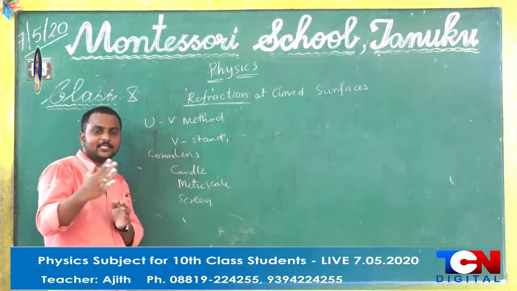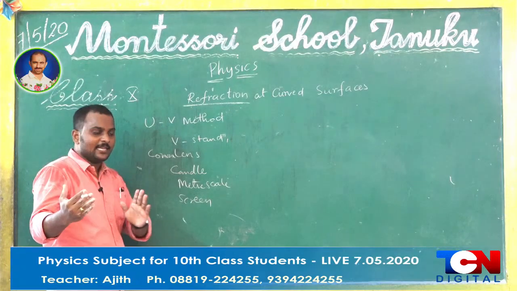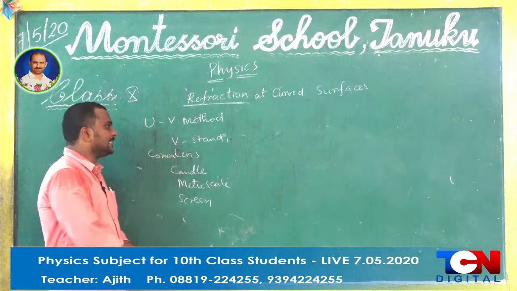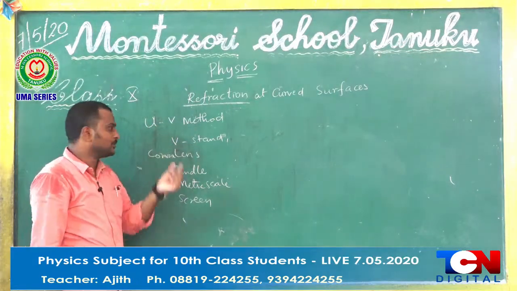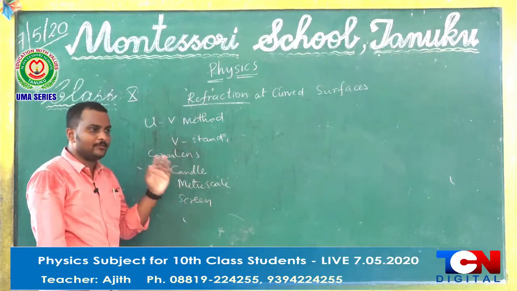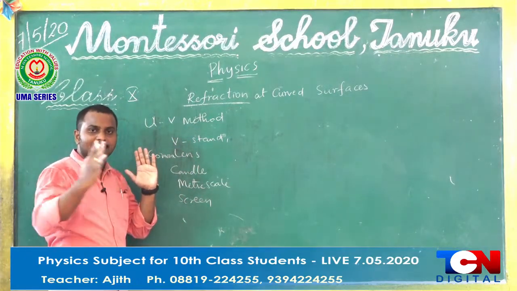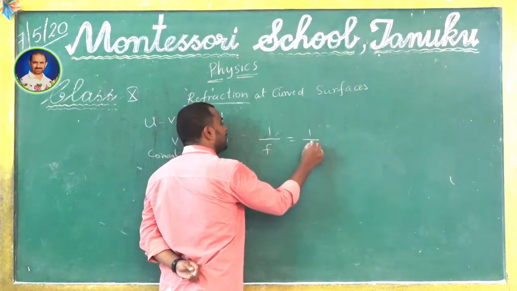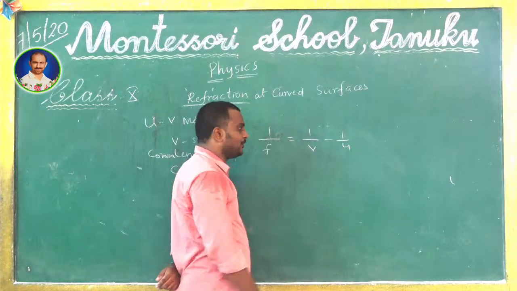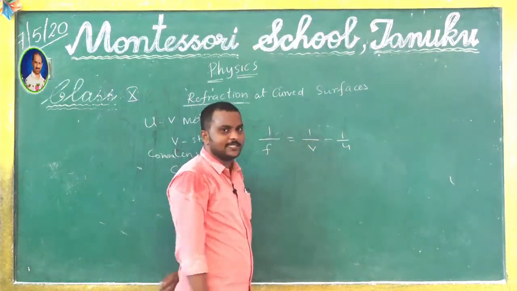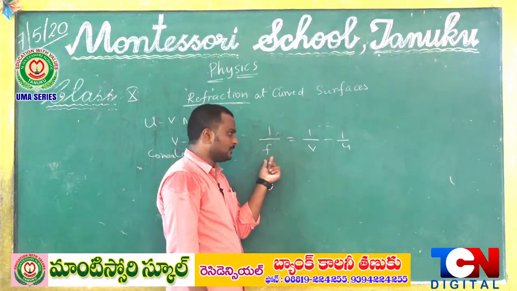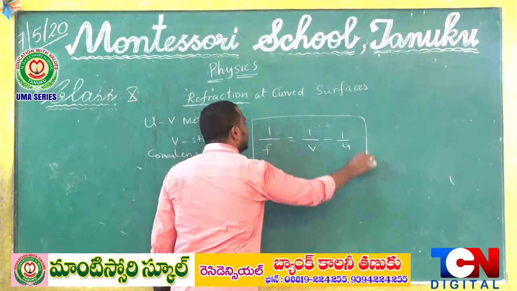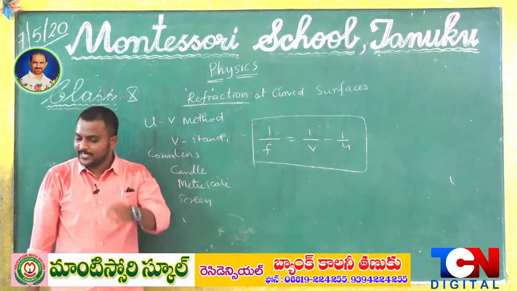By placing the object at different distances and tracing its image using the screen, you can find the focal length of the lens by this UV method. So this is the object and image method. By placing the object at different distances, you trace the image and measure, using the lens formula, 1 by f is equal to 1 by v minus 1 by u. By placing the object distance and image distance, we can find the focal length of the lens. So v is the image distance, u is the object distance. This formula is called the lens formula: 1 by f is equal to 1 by v minus 1 by u.